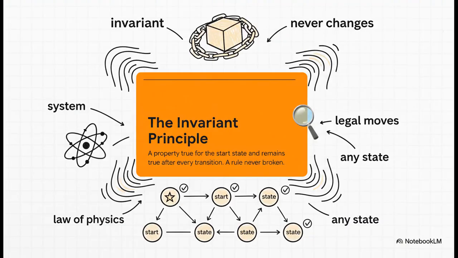So what is an invariant? It's a property of the system that never, ever changes. No matter what legal move you make, this property holds true. It was true at the very beginning, and it'll be true in any state you can possibly reach. It's kind of like a law of physics for our little puzzle universe.